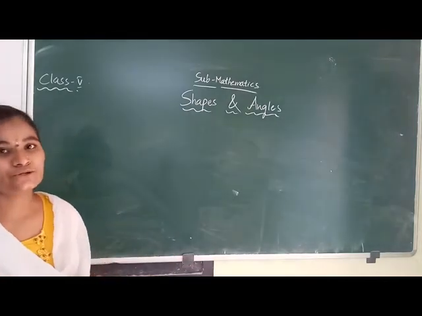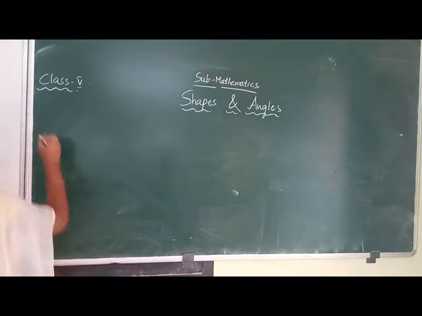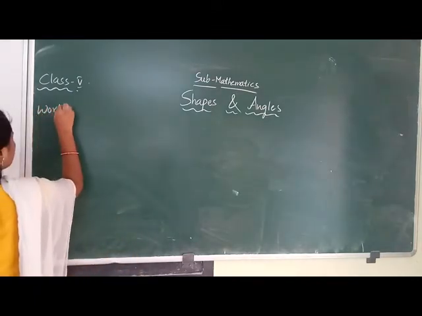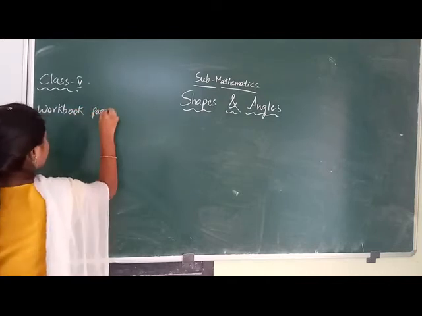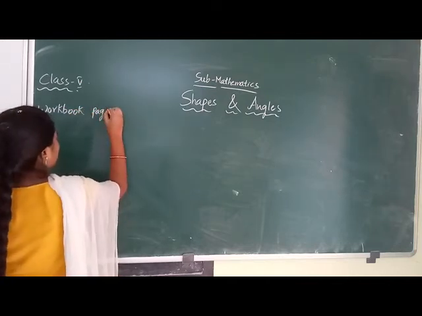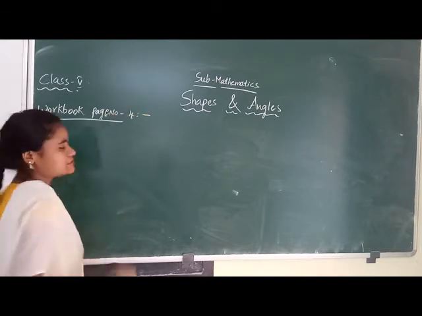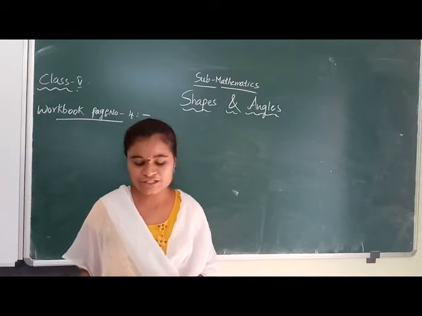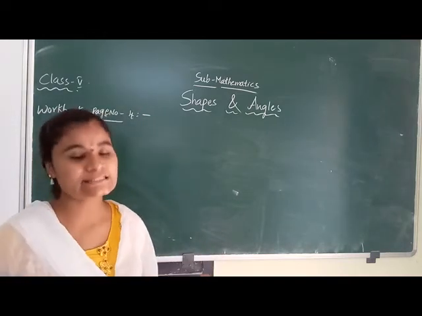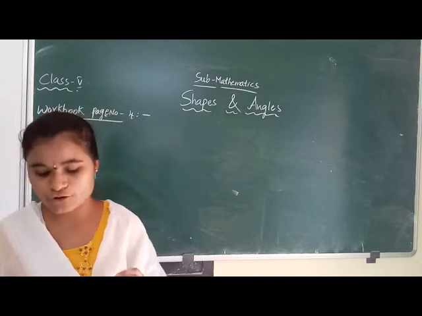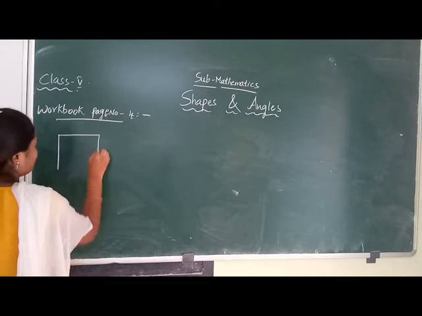Now we will go to workbook 1. Open workbook page number 4. See? Workbook page number 4. See what is the first one? Write the number of edges, faces and corners of the following objects. So first one is cube.